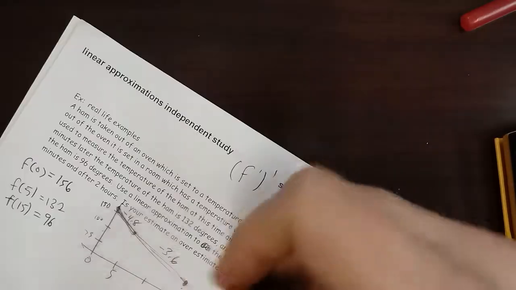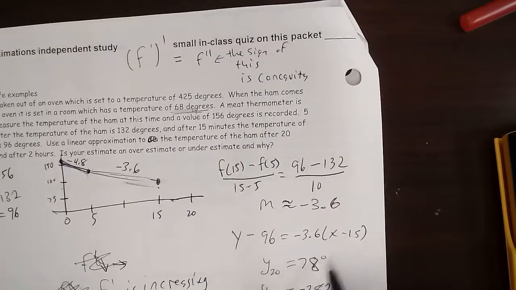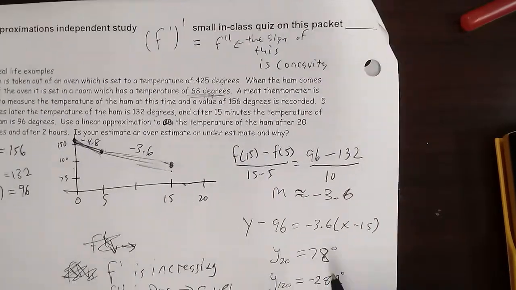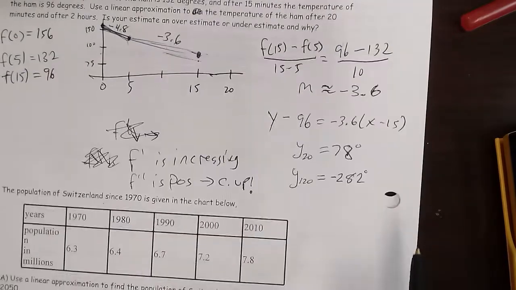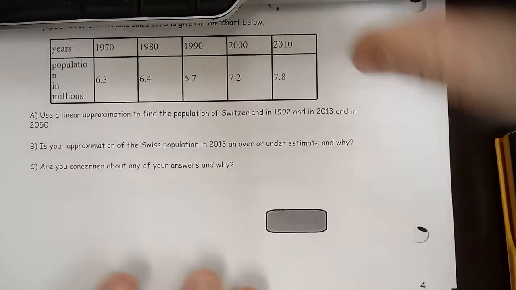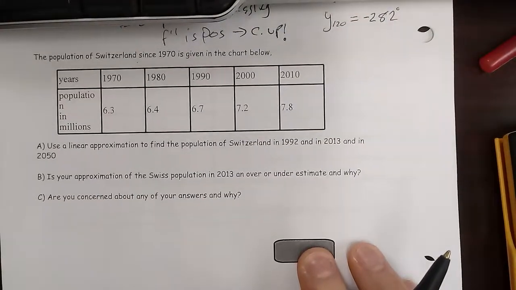But remember that if it's concave up, that means that our estimates are underestimates. So 78 degrees is an underestimate, and negative 282 might be an underestimate. Just by a couple hundred degrees. Okay. Let's see what's next.